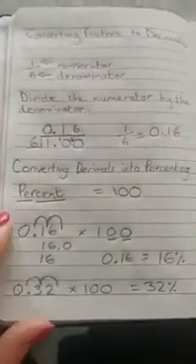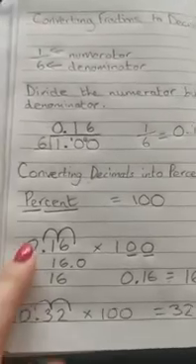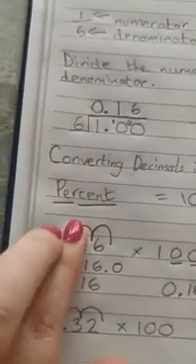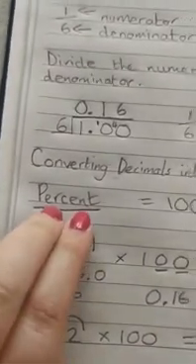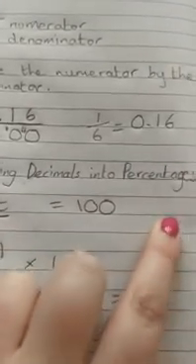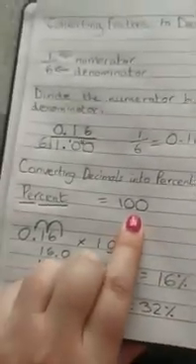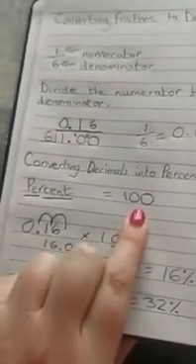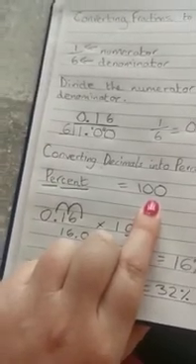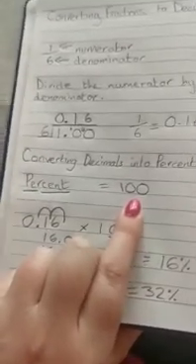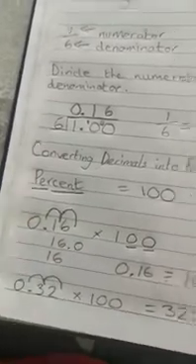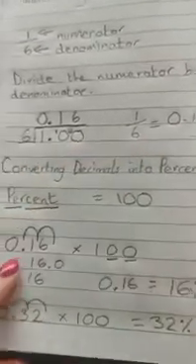So, next, converting decimals into percentages. So remember, percent, I always split it up into 2 words: per cent. It's related to 100. So you know that when you're doing anything to do with percentages, you're looking for what is it out of 100, okay? So percent, out of 100. So let's do it with 0.16.